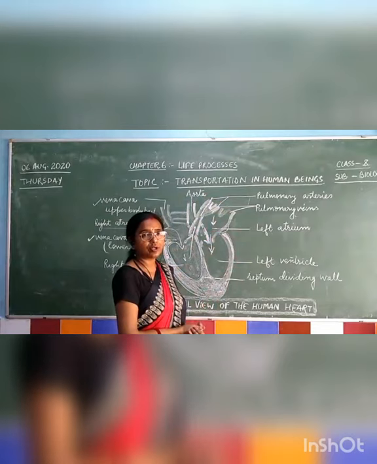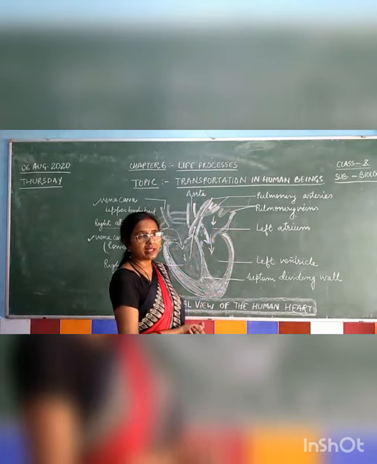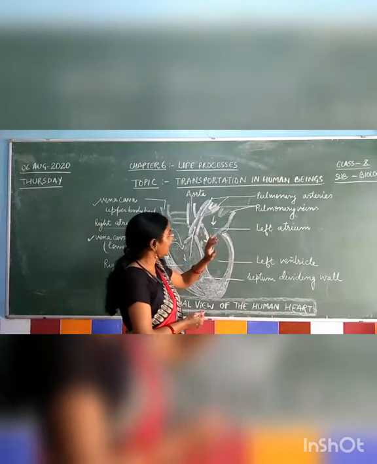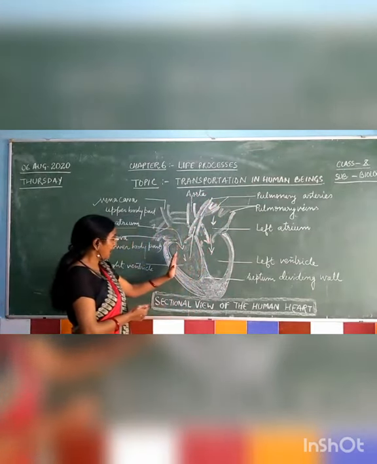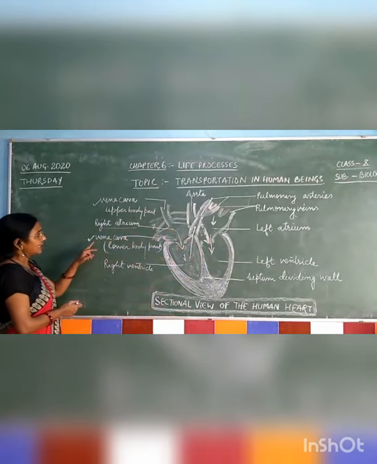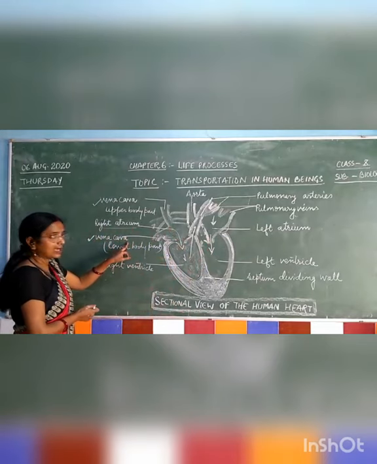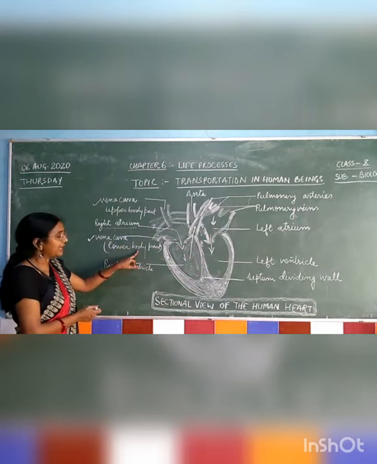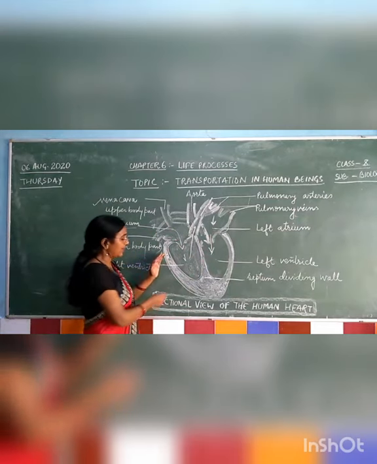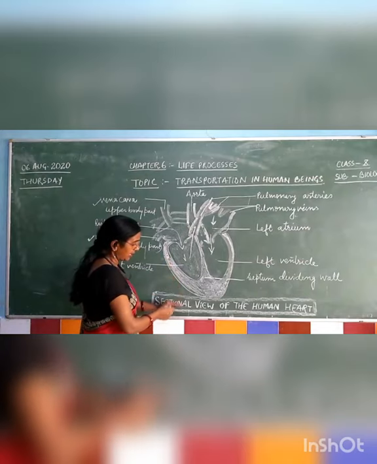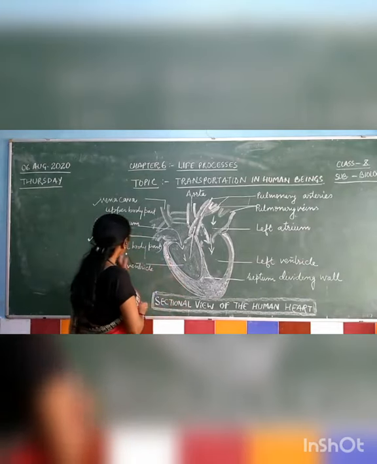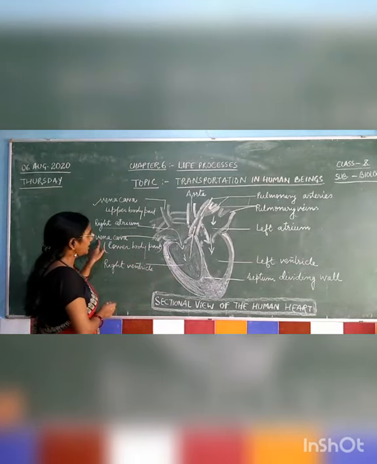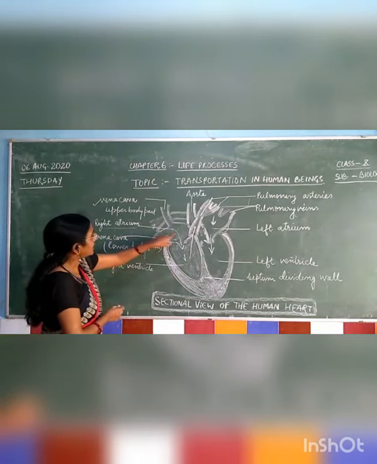As I have already told you, this blood contains so many substances along with it, that is the transportation. Here, in the second half, what you are seeing is that this inferior vena cava collects the blood from the lower body part. Lower body part means the body parts which are located below our heart. It collects the deoxygenated blood from the lower body part and gives it to the right atrium.